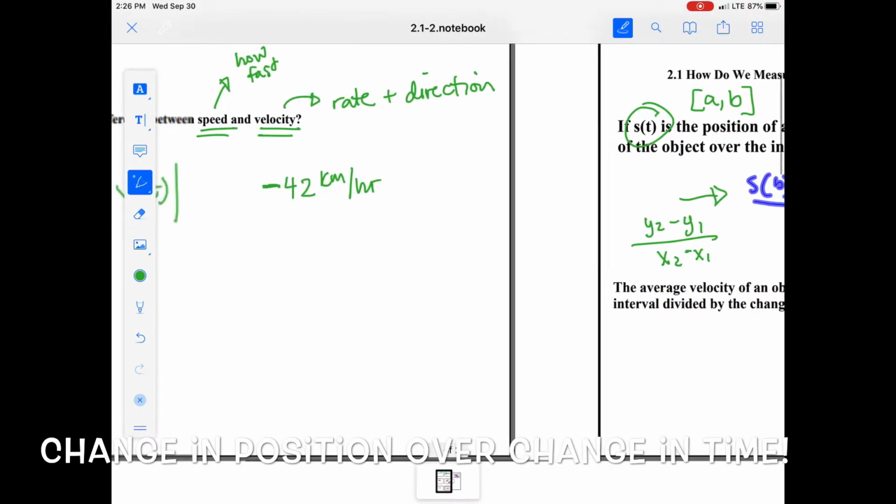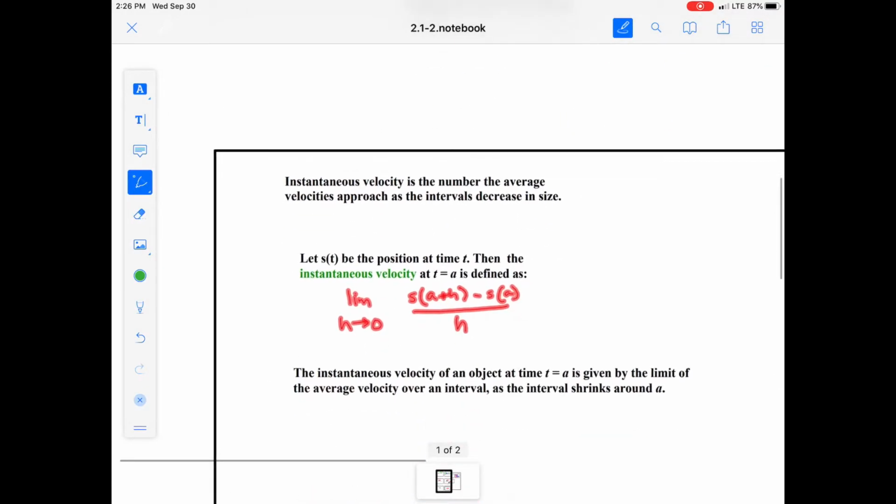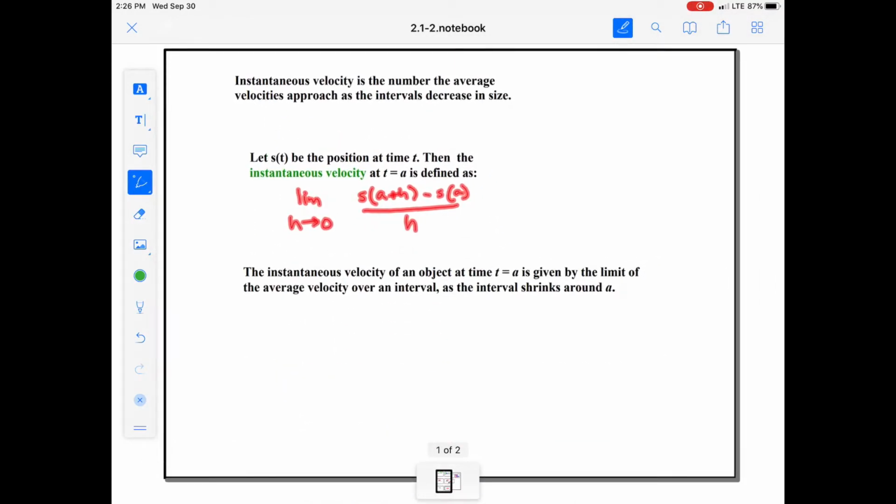But wait, there's more. Instead of average rate of change, we are now going to introduce this concept of instantaneous. If I want to know the velocity at a specific point, not over the span of hours 1 and 12, right, I want the instantaneous velocity at a given point in time. And so this is where we're going to bring in limits. Instantaneous velocity, as you see, is the number the average velocity approaches as the intervals decrease in size.